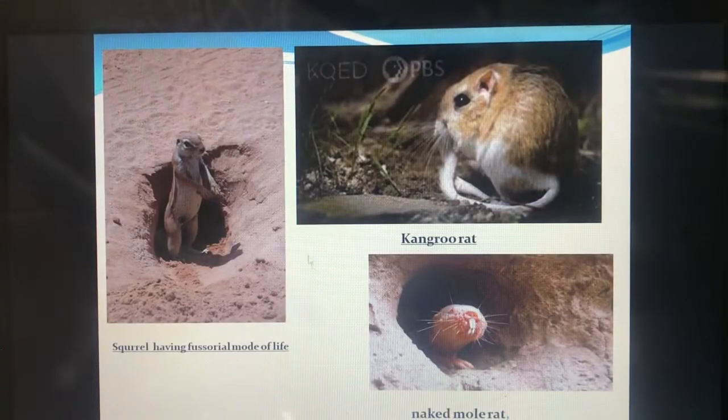You can see here one example of a fossorial animal is the squirrel, which has a fossorial mode of life. It lives well in small burrows, and it also lives in the desert, avoiding the harsh environmental conditions of daytime in the desert.